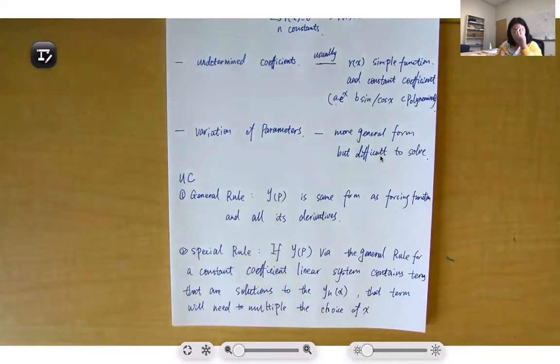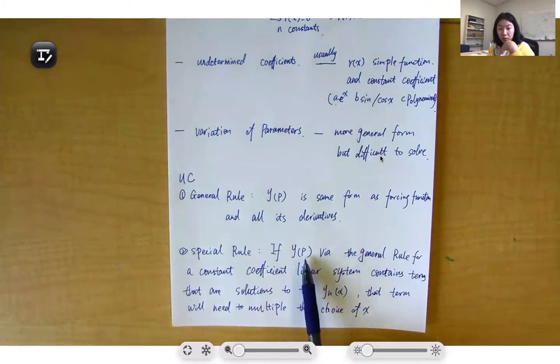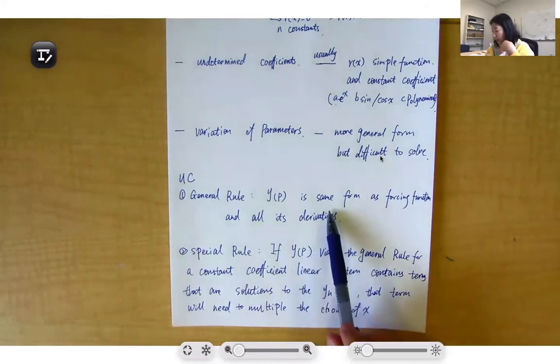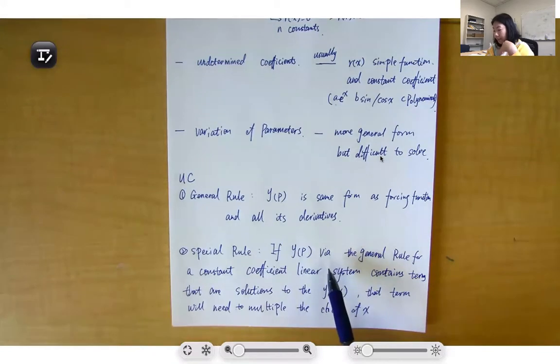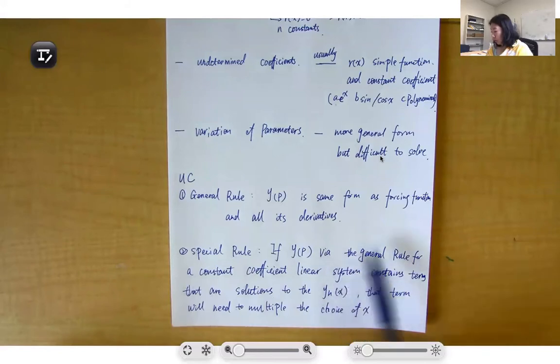So the special rule is that if your particular solution, well, the general rule, for example, if your forcing function is e to the x, then the particular form will be e to the x. And if this is a constant coefficient linear ODE, the homogeneous solution will still be an e to the x term, right? If that term is the same as what you derive from the general form, then the particular solution, when you solve, you need to times x, then it will be x times e to the x.